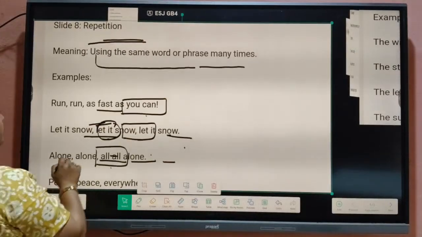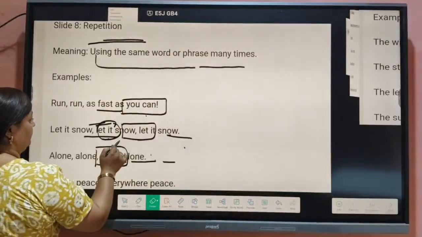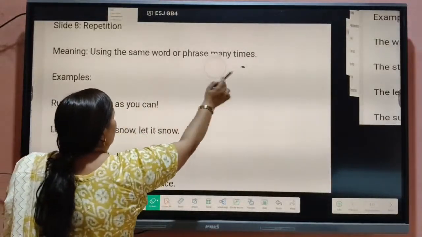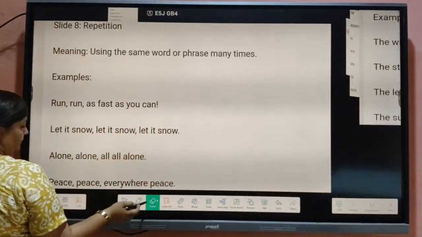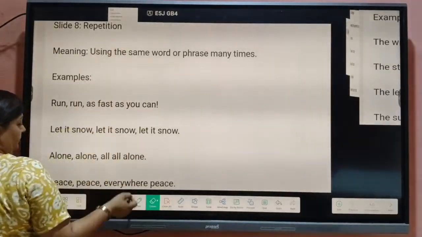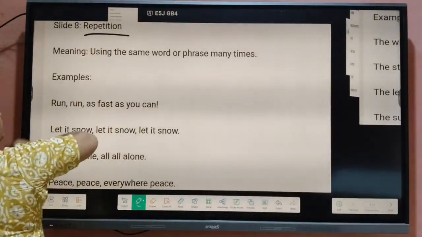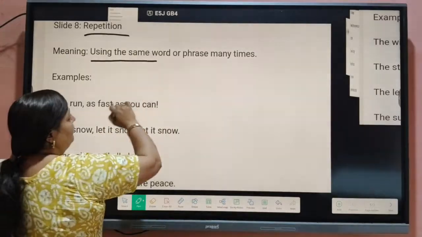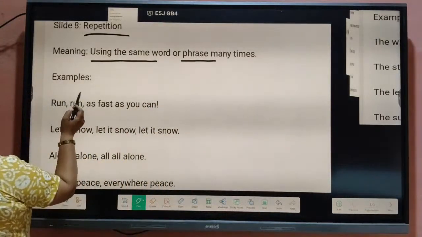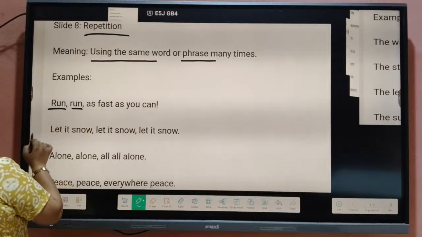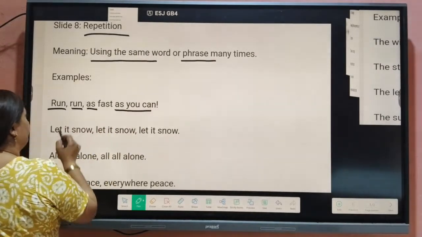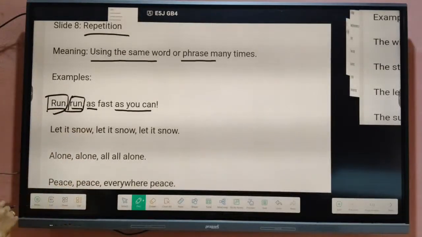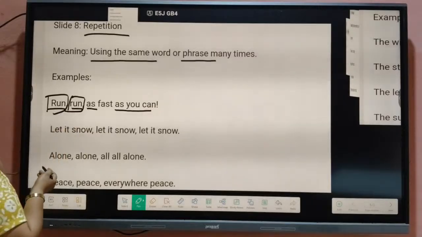Now we will learn about repetition. As you know, in the name there is already the word repetition. It means using the same word or phrase many times. Example: run, run. Here, run is repeated, as in run as fast as you can. Run is written 2 times. That's why here is a repetition of run. That's why the repetition figure of speech is used.